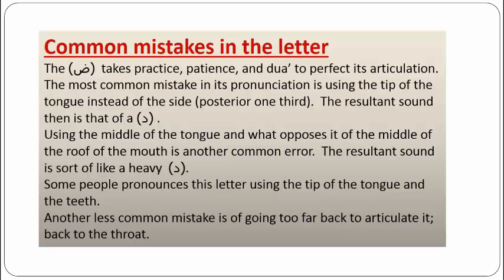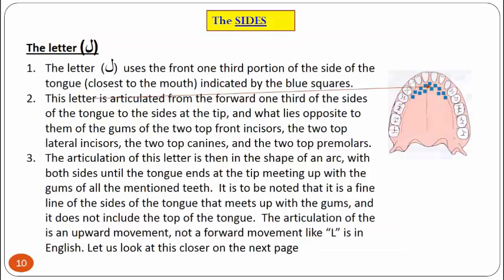This is something that is dangerous because it is called lahm. The other letter that we are going to be dealing with is Lam, and it emanates from the sides. The letter Lam uses the front 1/3 portion of the side of the tongue closest to the mouth, indicated by the blue squares. This letter is articulated from the forward 1/3 of the sides of the tongue.